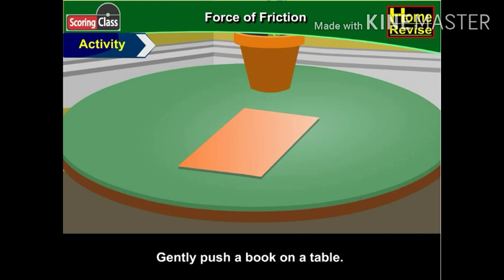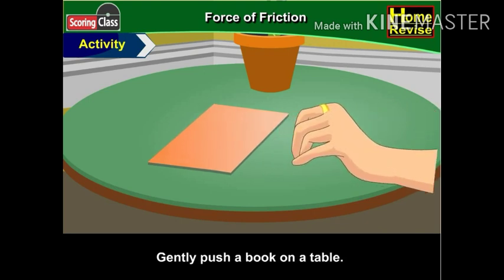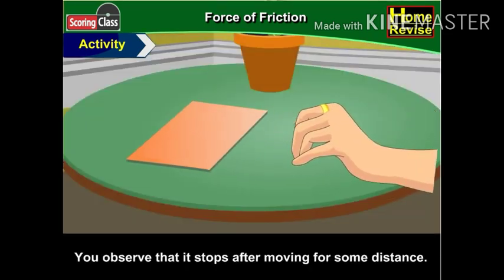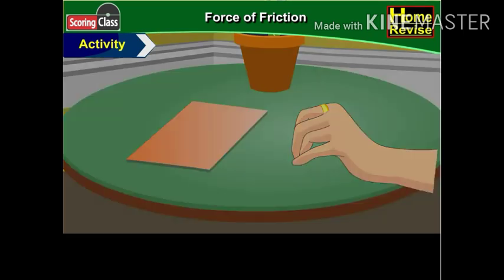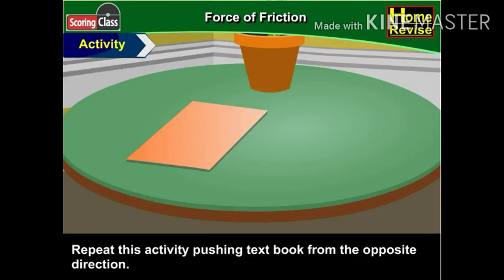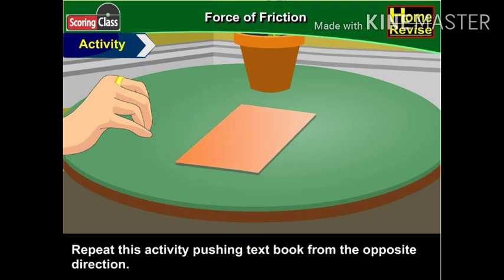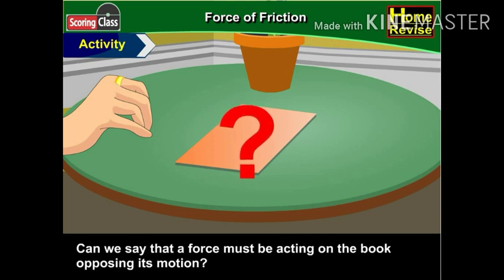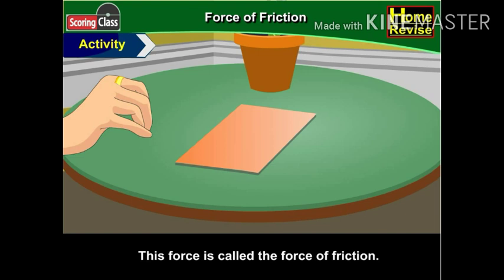Gently push a book on a table. What do you observe? Well, you observe that it stops after moving for some distance. Now repeat this activity, pushing the textbook from the opposite direction. Does the book stop this time too? Can we say that a force must be acting on the book, opposing its motion? Well, this force is called the force of friction.